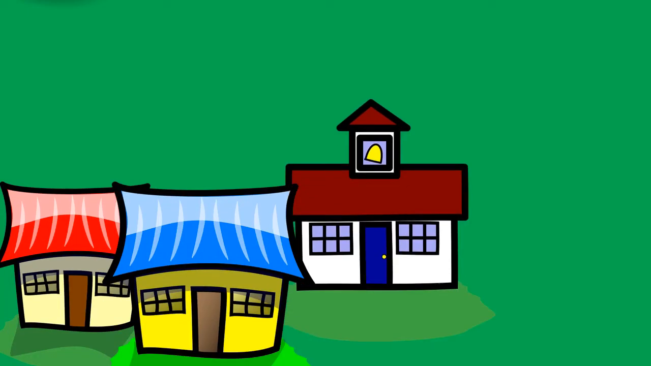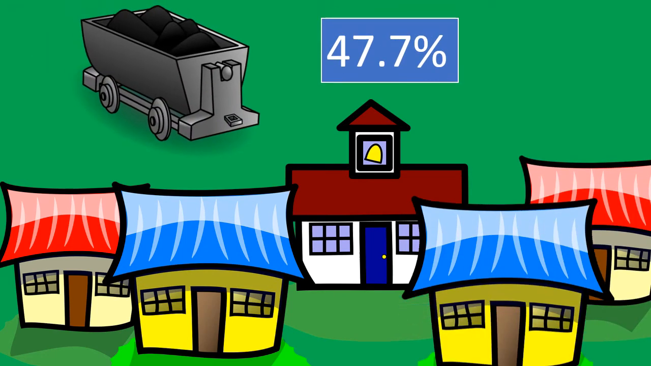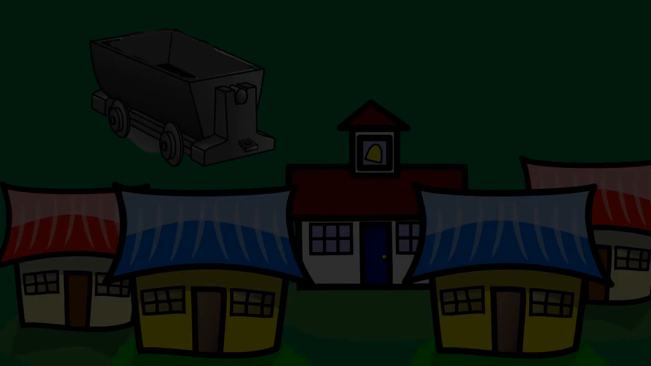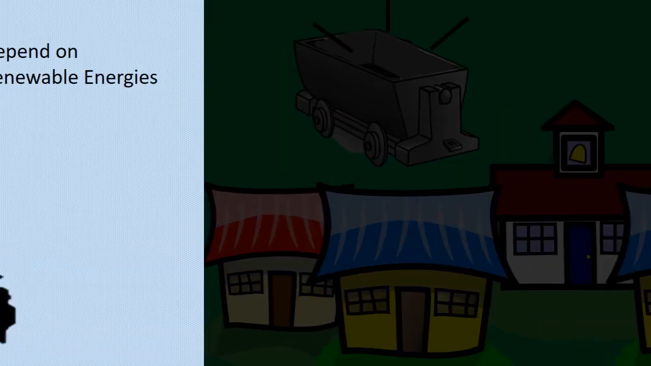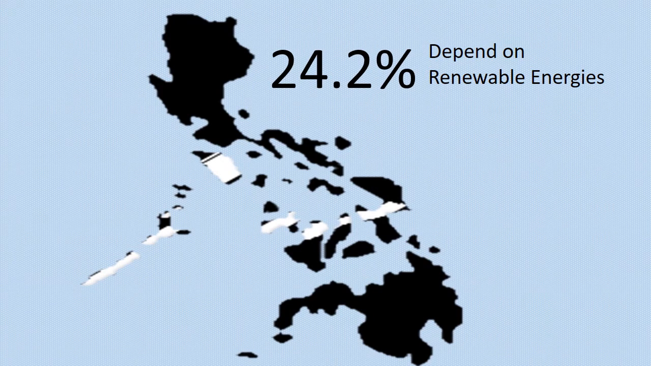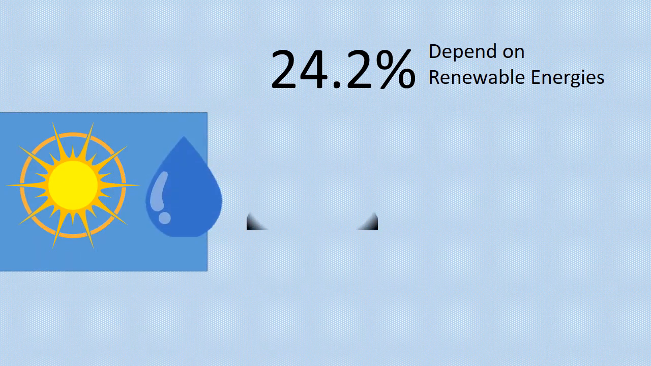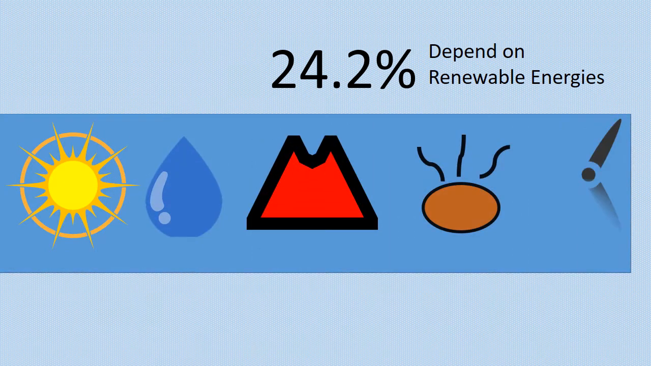The current status quo in the Philippines, as shown by statistics presented by the Department of Energy, is that 47.7% of the country relies on coal as the main source of power. Coal is non-renewable, meaning it does not replenish, and therefore, it is only a matter of time before we are depleted of these resources. 24.2% of the country, however, depends on renewable energies, such as solar, hydro, geothermal, biomass, and wind energies.